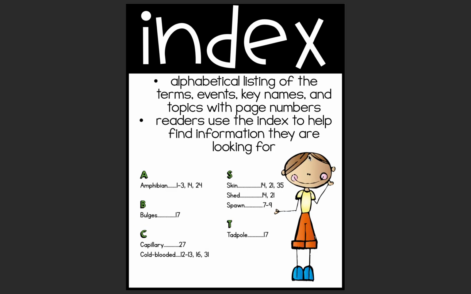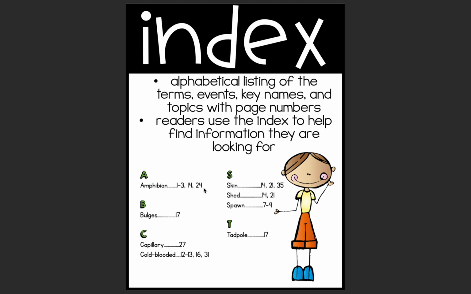And the index. Index is an alphabetical listing of the terms, events, key names, and topics with page numbers. Okay? Readers use the index to help find information they're looking for. So if you needed to find amphibians, you know amphibians will start with the A. So you're going to go to the A section and go, okay, amphibians, and I know that this is going to be on pages.